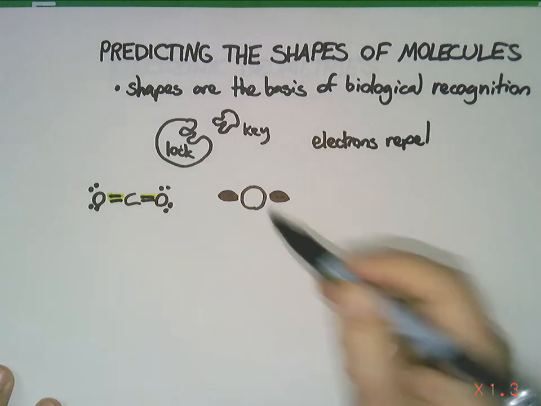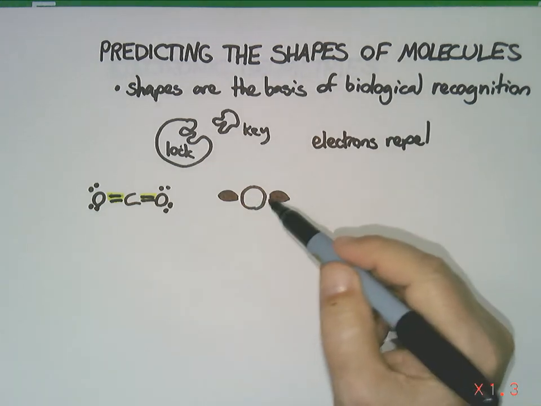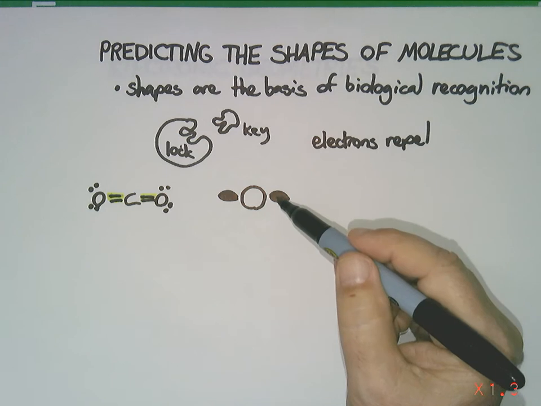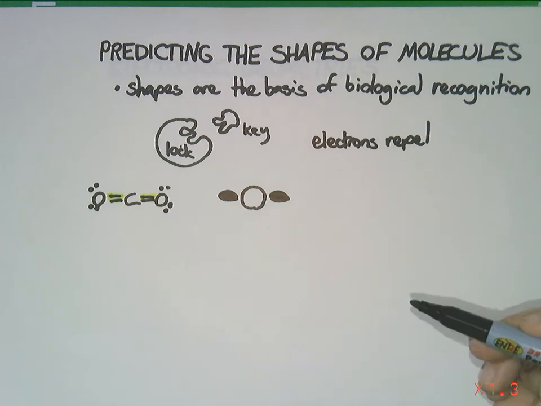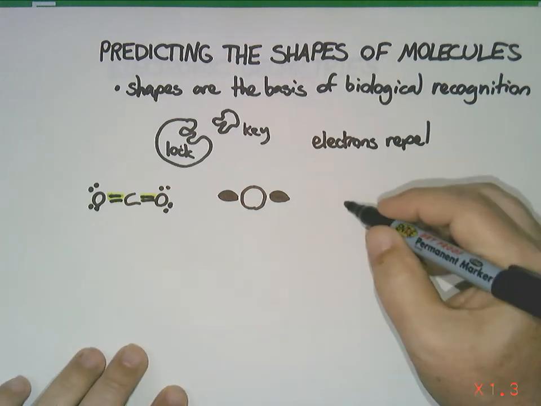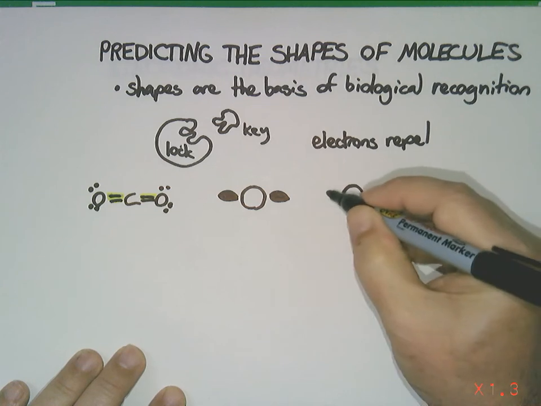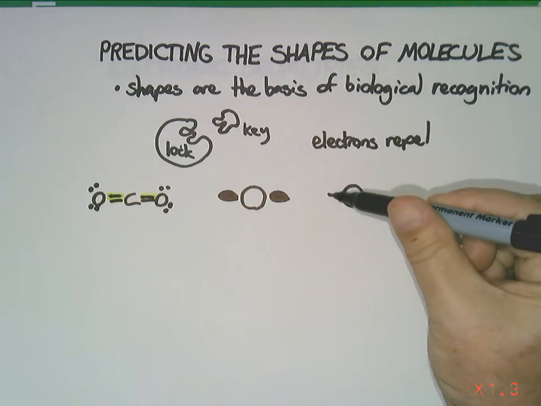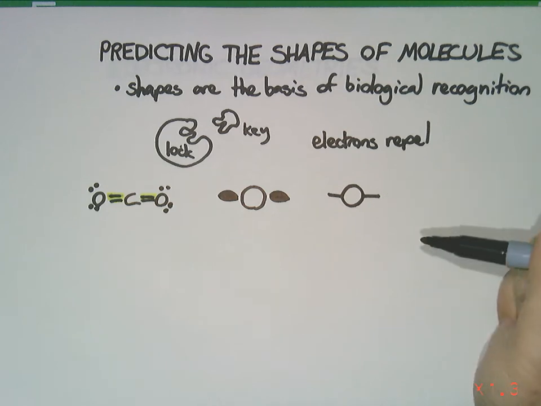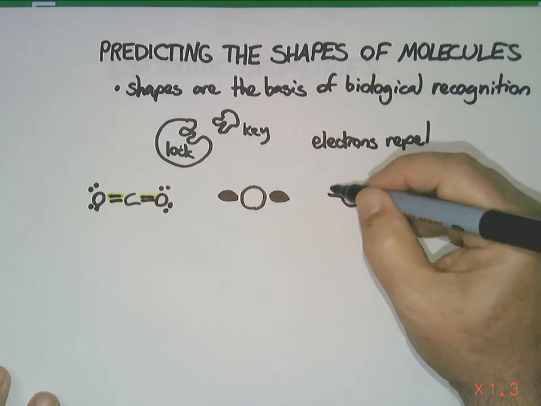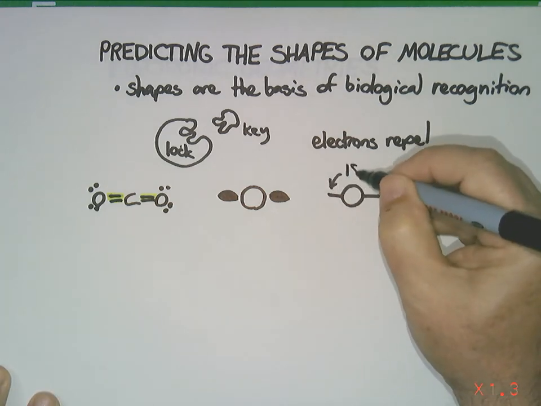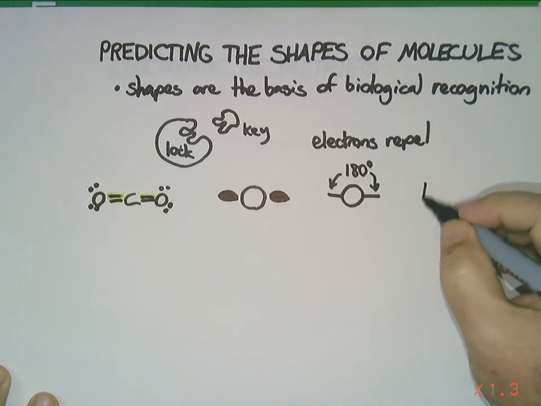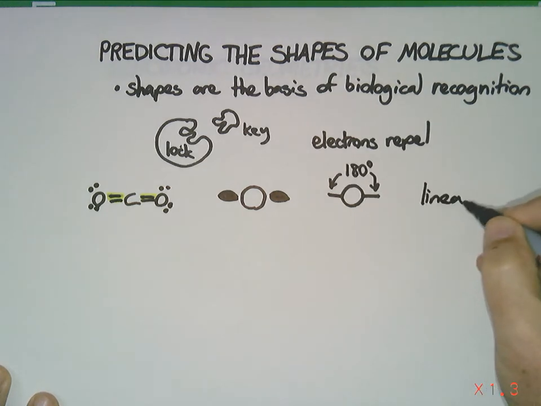Those two clouds are going to arrange themselves on the surface of the sphere here so that they are as far apart as possible. If this one is on the North Pole, that one would be on the South Pole. I guess I can draw this a little bit more simply, like that. There's an electron cloud here and an electron cloud here, and they are at an angle, 180 degrees apart. I can call this a linear arrangement.